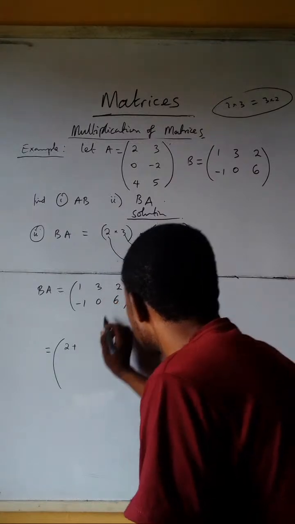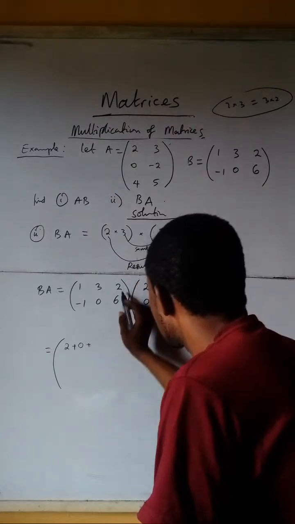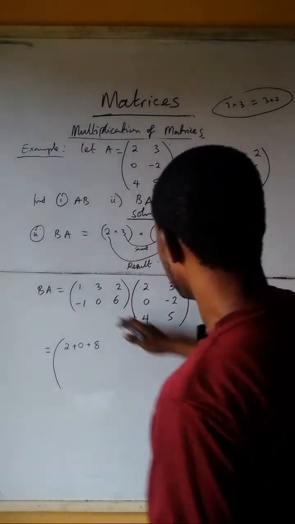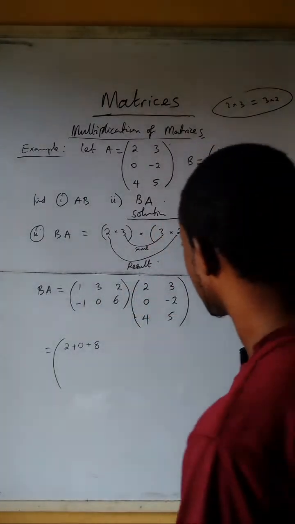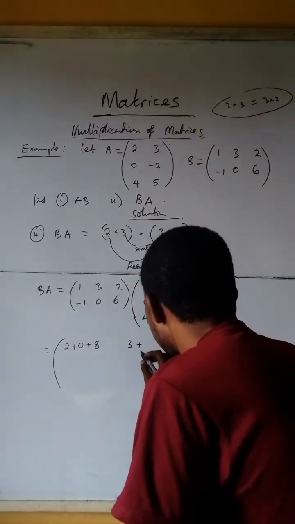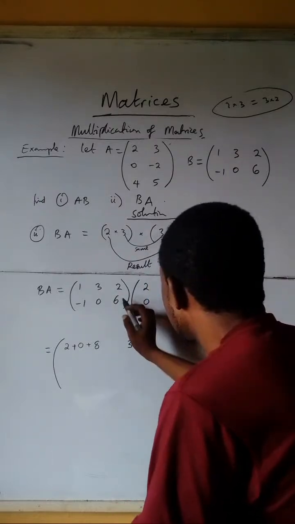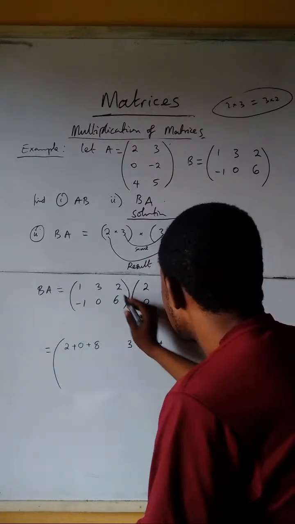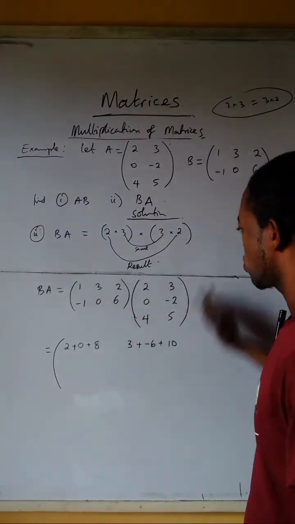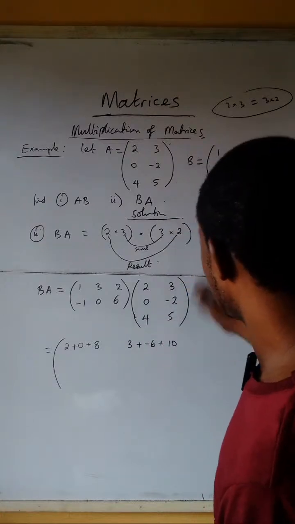Then we sum plus 3 times 0 here, that's 0. Then plus 2 times 4 here, that's 8. We are done with this column. Use the same rule to deal with the next column that way. So we have 1 times 3, that's 3, then plus 3 times minus 2, that's minus 6, then plus 2 times 5, that's 10. So we have used this rule now for these two columns.